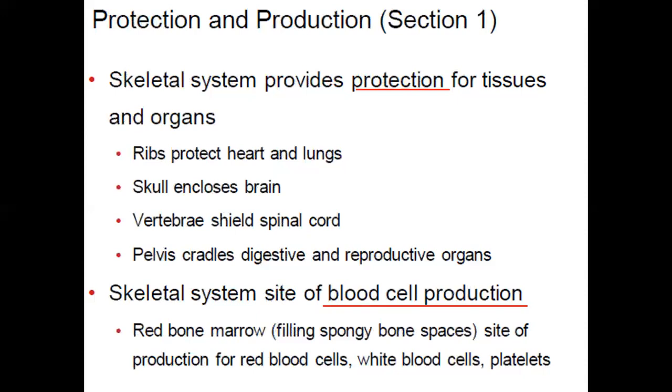And then the pelvis, so your pelvic bones or your hip bones basically cradle from behind, so posteriorly, some lower digestive system organs, some reproductive organs, and even some urinary system organs. Really important for protection. The red bone marrow, there are spaces in bone that are filled with bone marrow. That bone marrow is a site of red blood cell, white blood cell, and platelet production. So in your blood, you've got 3 different types of cells: red blood cells, white blood cells, and platelets. All of them are synthesized in red bone marrow and then sent out into circulation in the blood to be fully functional.